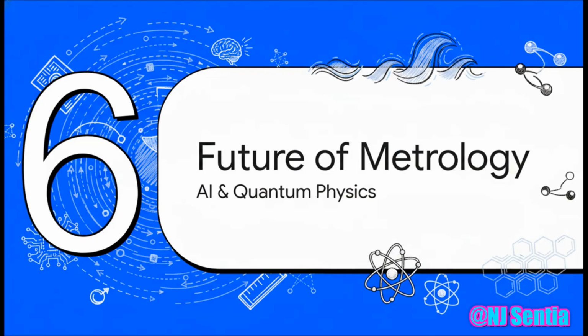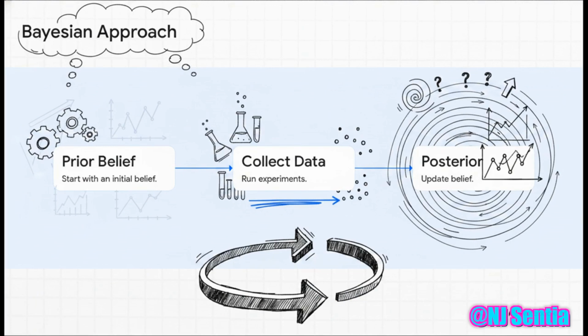And finally, Section 6, the future of metrology. Let's look at how AI and quantum physics are totally redefining measurement. We are currently standing right at the frontier of data science and quantum mechanics. And let me tell you, the traditional rules of the game are shifting rapidly. For starters, we're seeing this massive, game-changing shift toward the Bayesian approach to error. Instead of just treating probability as a simple frequency of events, Bayesian analysis treats it as a degree of belief that actually updates over time.